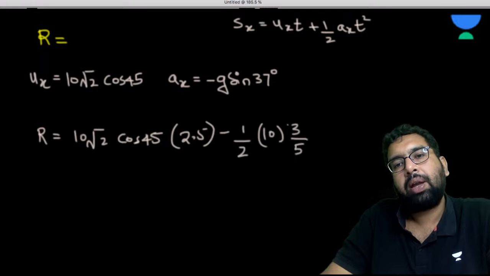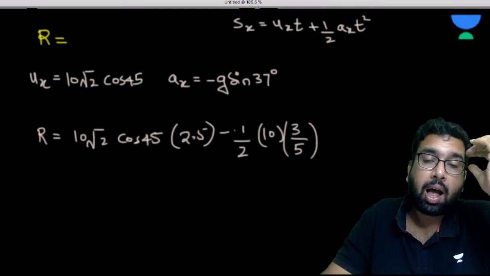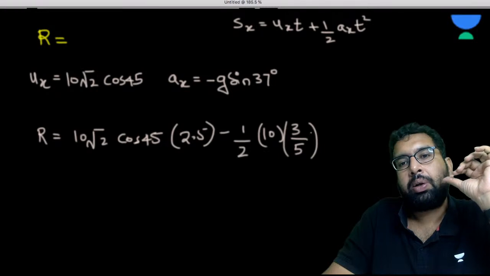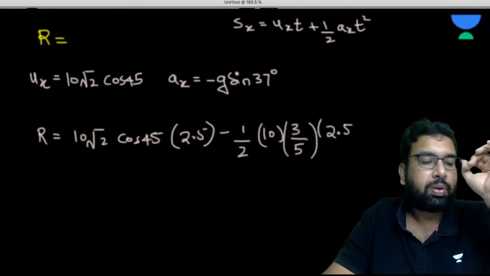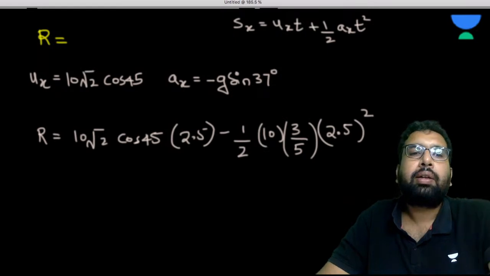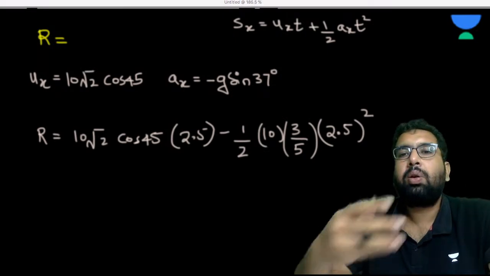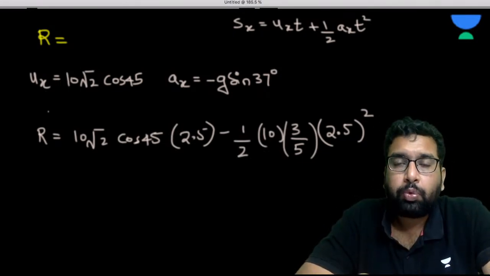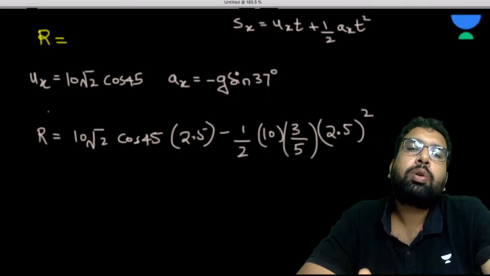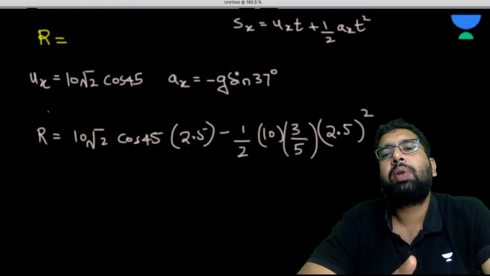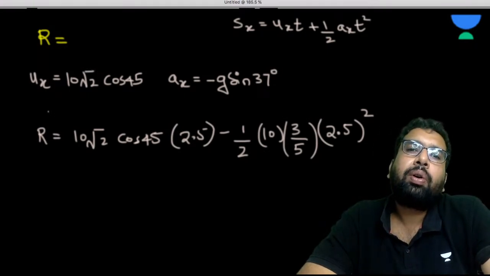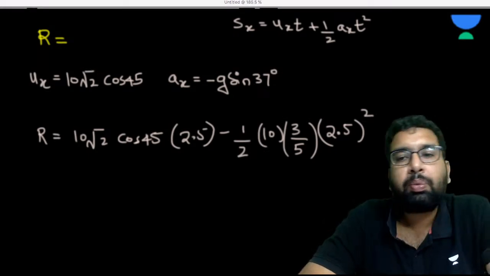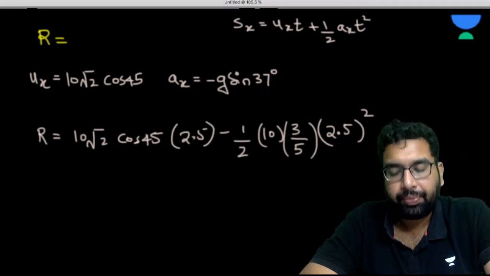So minus half g, and g is 10, sine 37, into t square. So t is 2.5 square. See how simple it is now. Instead of memorizing that big formula, it is not looking that big right now, because when you are putting the values, time is a value. When you solve a projectile question, the first thing you get is the time of flight. Once the time of flight is found, you put the value there and you get the answer very easily. What is the need of memorizing such a big formula? Are you getting my point, guys?